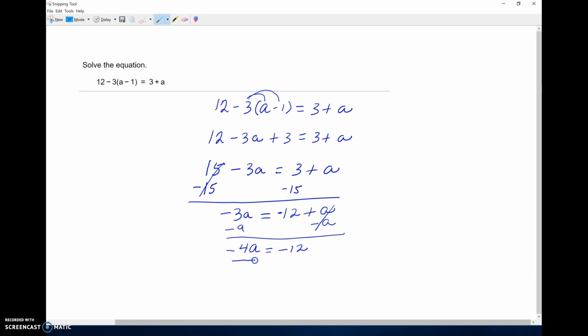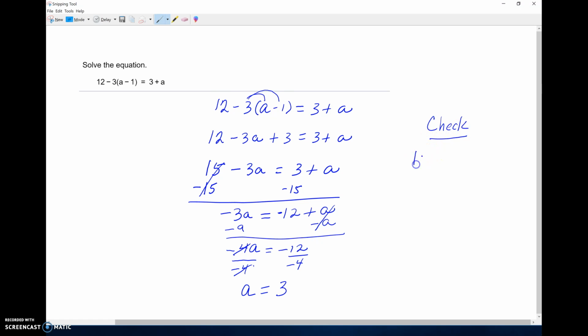And then our last step is to divide by negative 4. So negative 4 divided by negative 4 is 1. So we have a is equal to negative 12 divided by negative 4, which is 3. Our next step is to check.